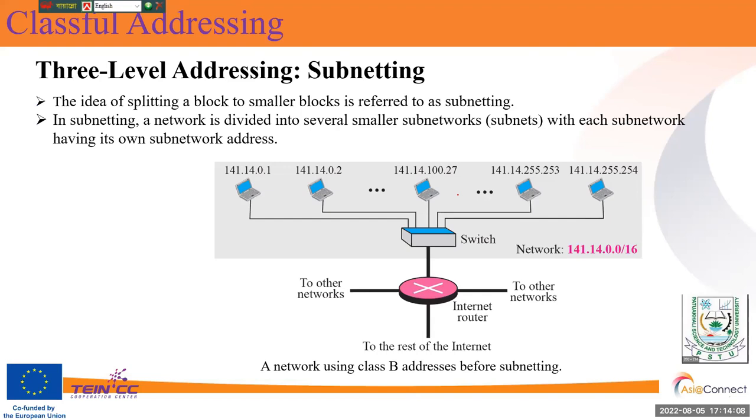The basic solution: there are two types of address, host ID and net ID. To manage this large network, we need to divide it into subnets. The idea of splitting a block into smaller blocks is referred to as subnetting. In subnetting, a network is divided into several smaller networks, or subnets, with each subnet having its own subnetwork address.